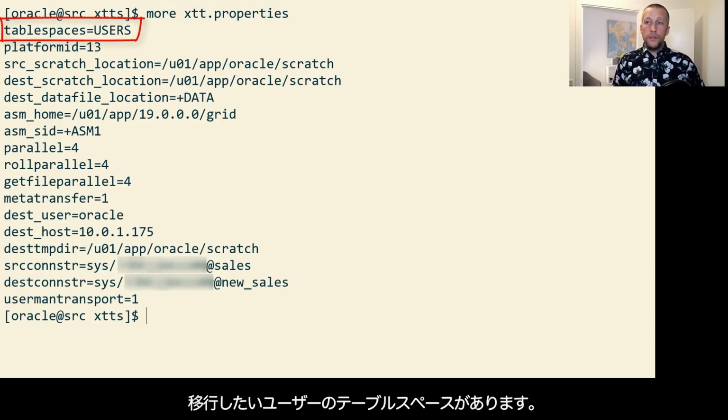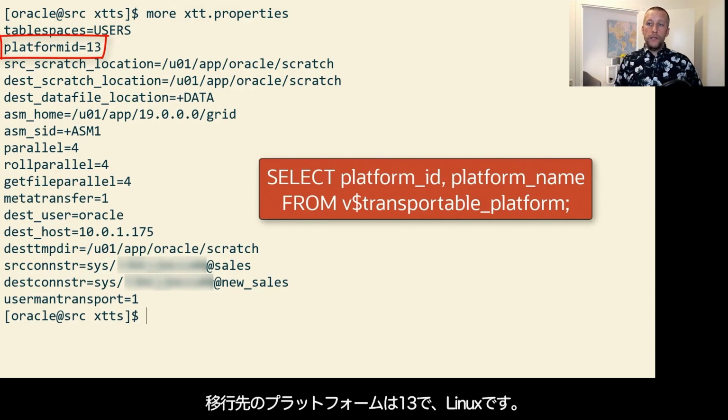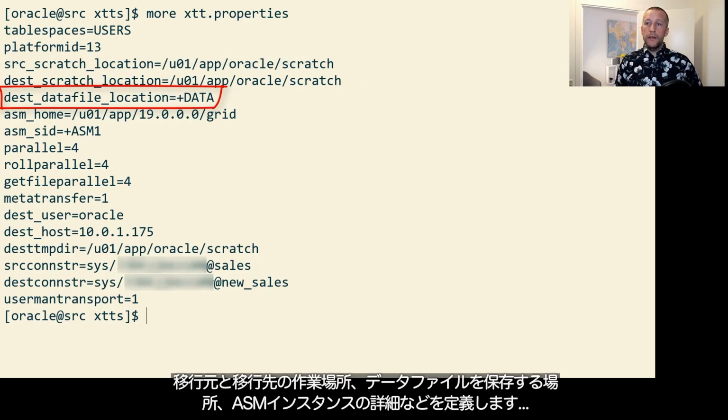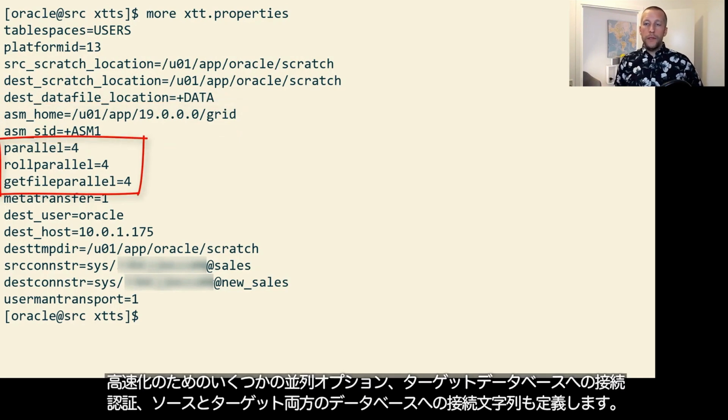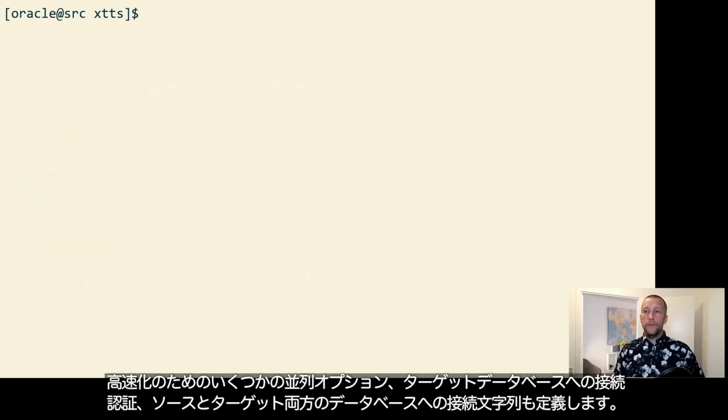I have the users tablespace that I want to migrate. My target platform is 13, which is Linux. I define some working locations on the source and destination, where I want to store my data files, the details of my ASM instance, a few parallel options to make it faster, and connection credentials to the target database, and also a connect string to both the source and the target database.